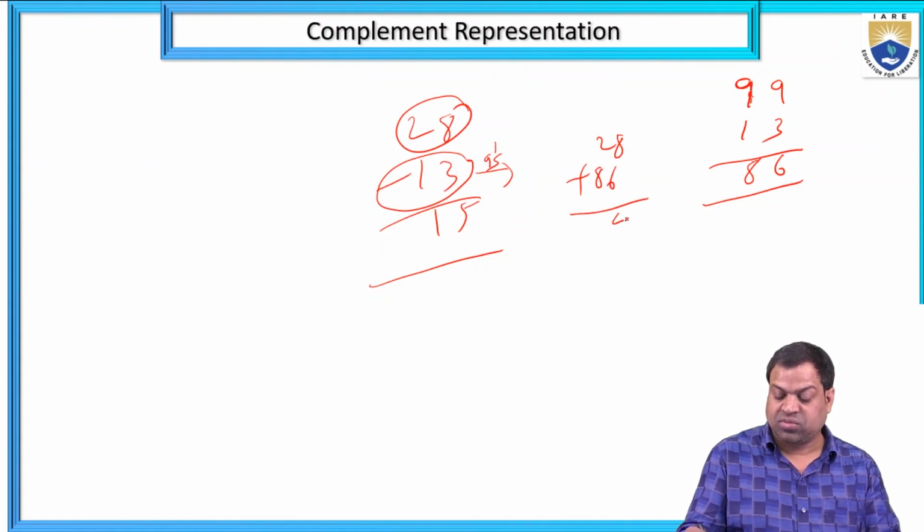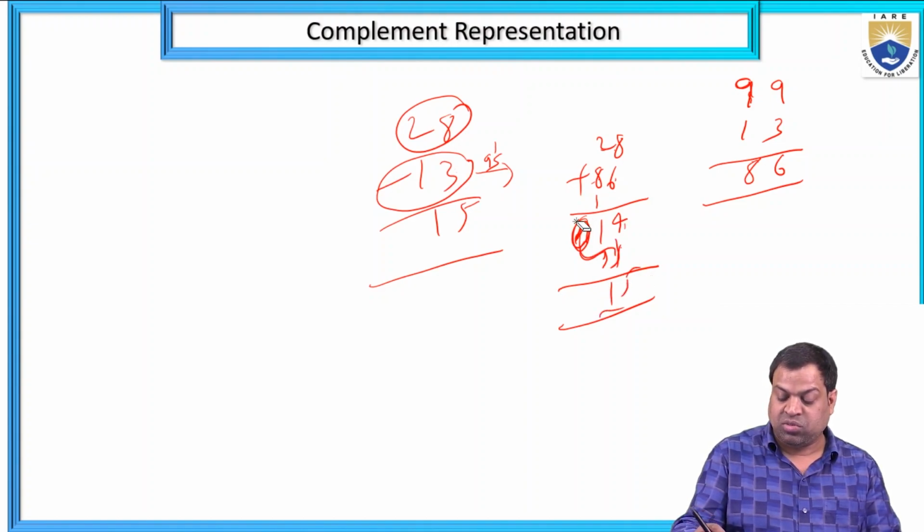8 plus 6, 14. 8 plus 1, 9 plus 2, 11. It is a 2 digit value, but I got a 3. That means it is a carry. So this carry is removed and added to this one. 4 plus 1, 5. So we removed this carry and added it to the LSB.